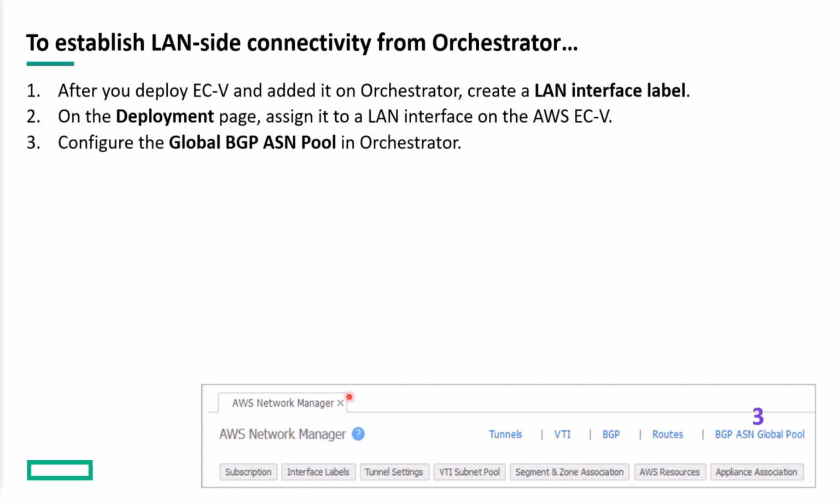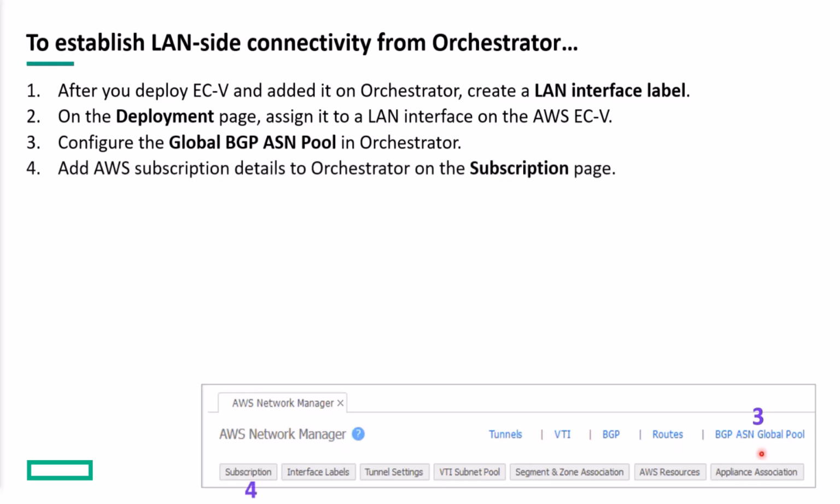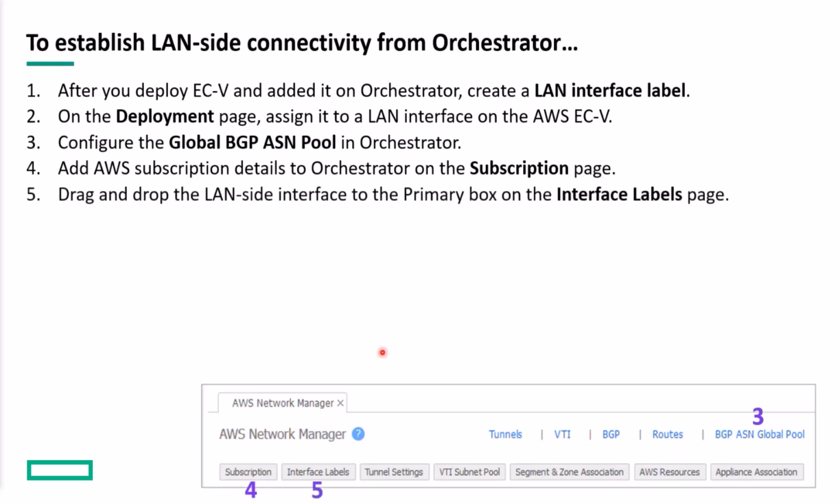So here, when you click the AWS Network Manager button, this page will open, and then over here you have the link to go to the BGP ASN pool. Step 4 is to enter your AWS credentials on the subscription button. And in step 5, you have to drag and drop your LAN-side interface label to a primary box. And that's how the orchestrator knows that it needs to use those LAN-side labels to establish connectivity with a TGW or a core network edge.